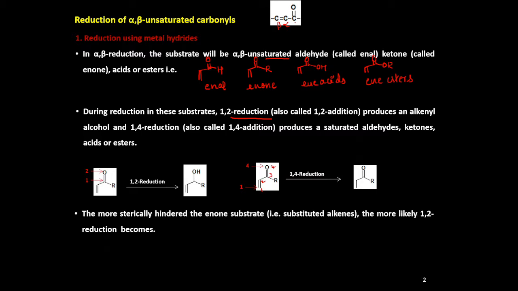For the most sterically hindered enone substrates, 1,2 reduction is more likely to happen. For example, phenyl, CH3, and here substituents, here also substituents.